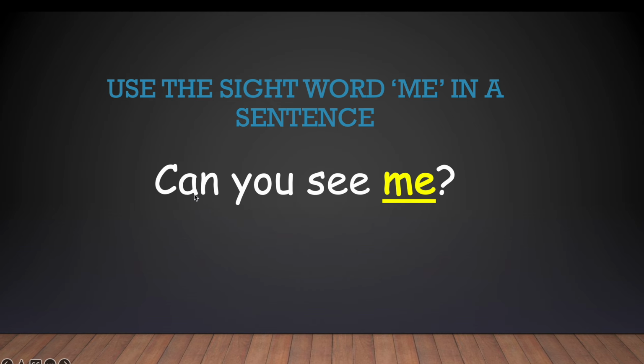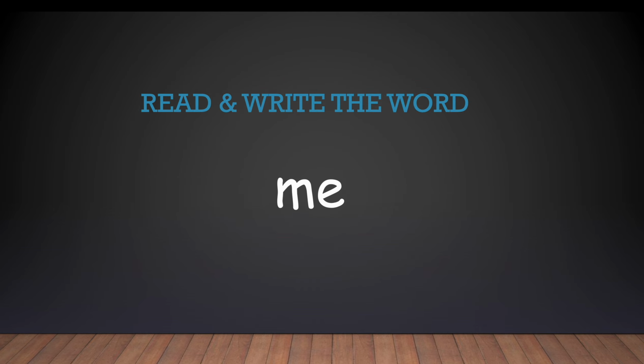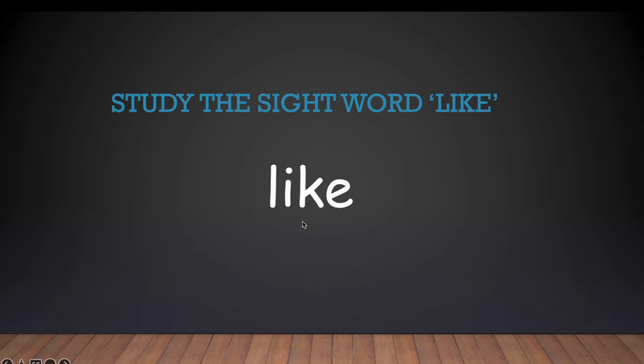My sentence says, can you see me? Mine was a question. It has a question mark at the end. Now you think of a sentence with the sight word me in it and say it out loud now. Good job. Let's get ready to read and write the word me. Let's start with our M. Go down, up, and down, and then your E. Remember, start here, go over, up, and around. Me. Our next sight word is the sight word like.